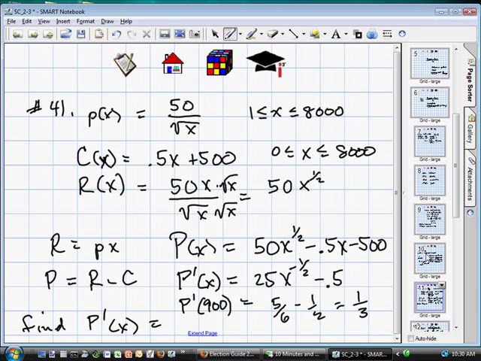Let's do one of these profit problems. This is number 41 in your book. So 41 says, a demand for a product is given by small p. Remember, I just told you a little while ago, small p stands for demand. Small p equals 50 over the square root of x. And they give you the domain anywhere between 1 and 8,000. That probably means that 8,000 is the maximum that factory can put out.